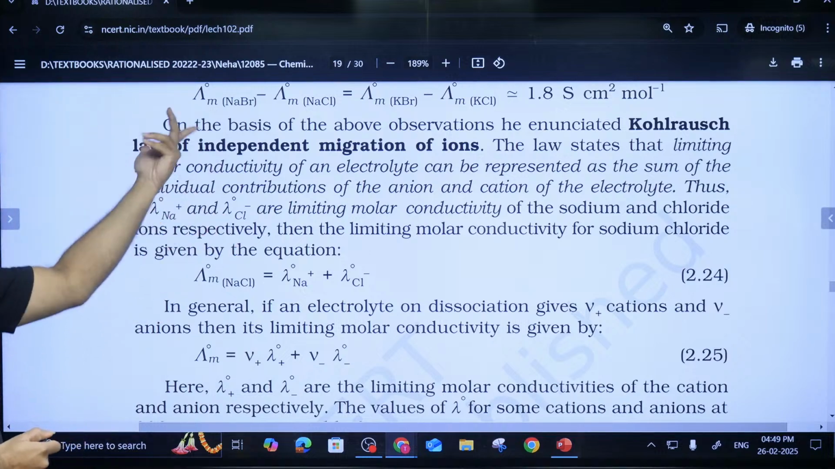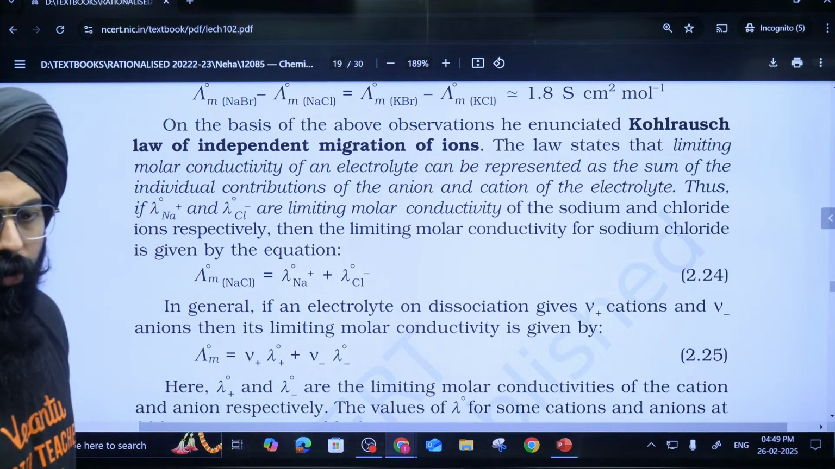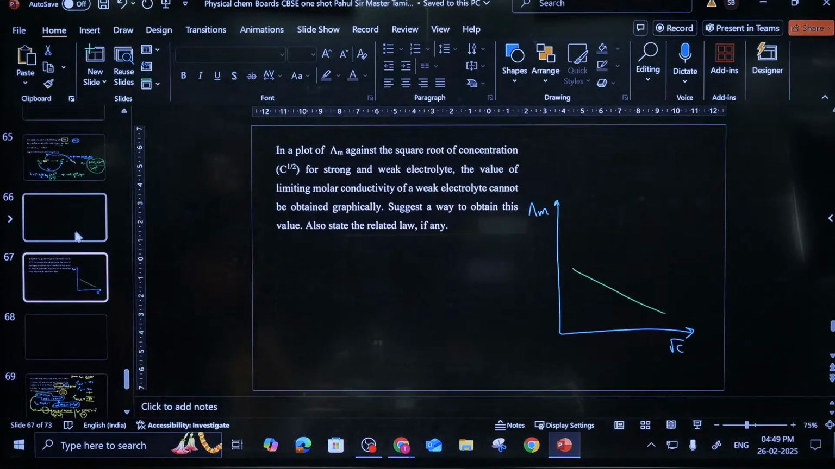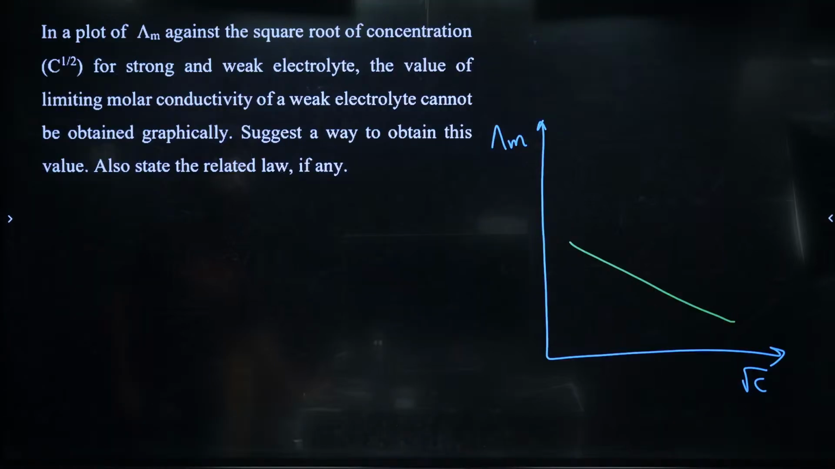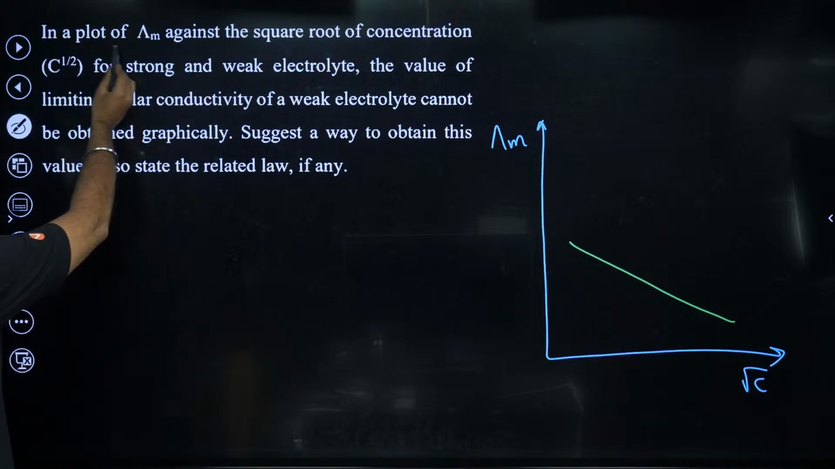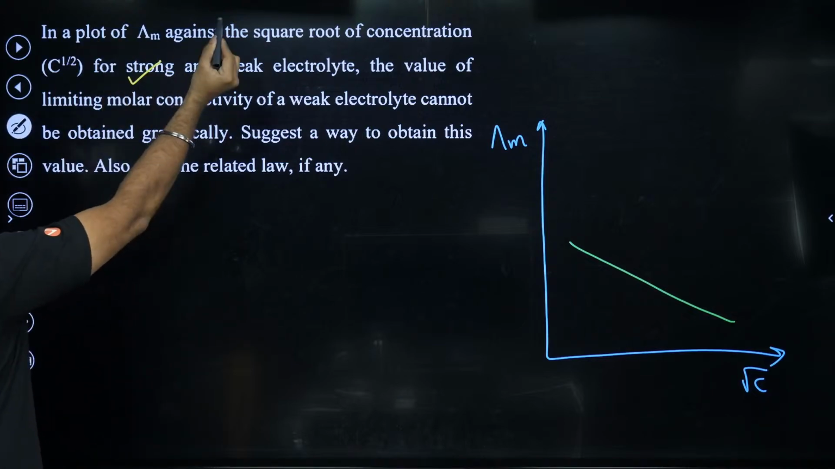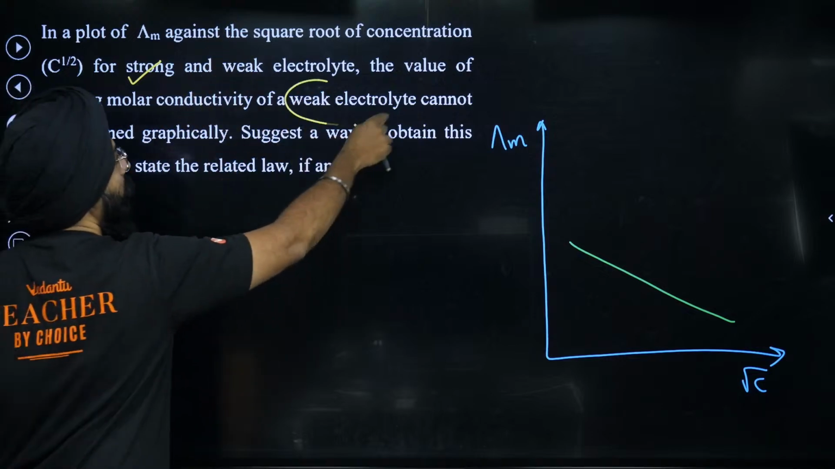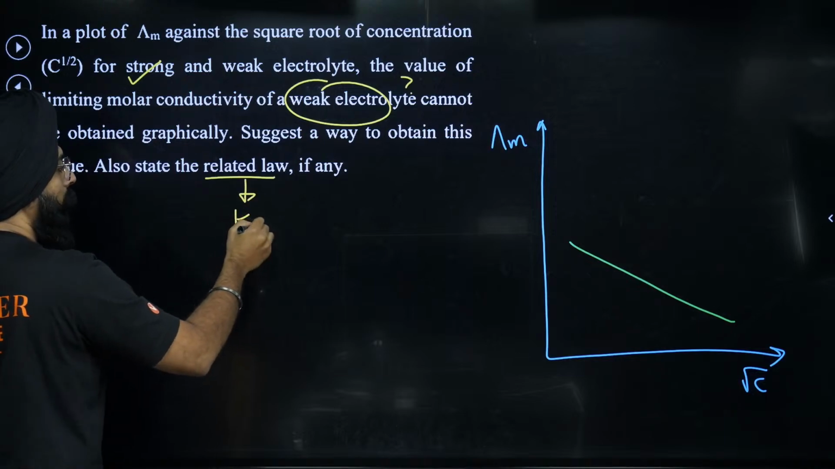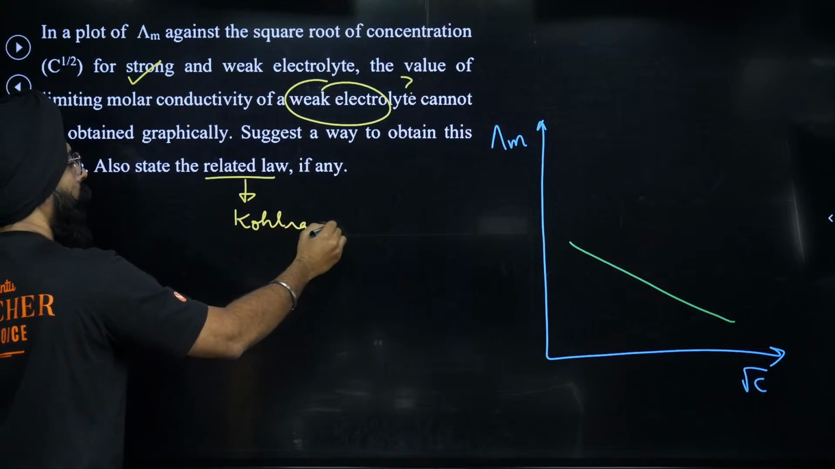Thus, example is given. If I show you that question, now you know the answer of the second part. Suggest a way to obtain this value. Also state the related law, if any. So it says that for strong electrolyte, you can plot a graph. Great. But what about the weak electrolyte? For weak electrolyte, the law that we will use over here will be the Kohlrausch law.